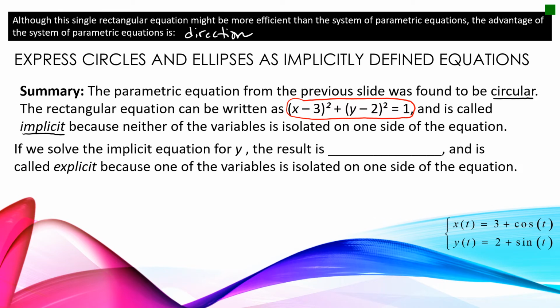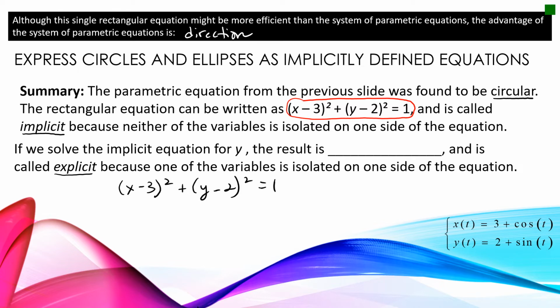However, if we solve the implicit equation for y, then the result will be what we call explicit. Explicit because one of the variables is isolated on one side of the equation. So it's not the nicest or the prettiest thing to look at, but it's possible. So let me show you.